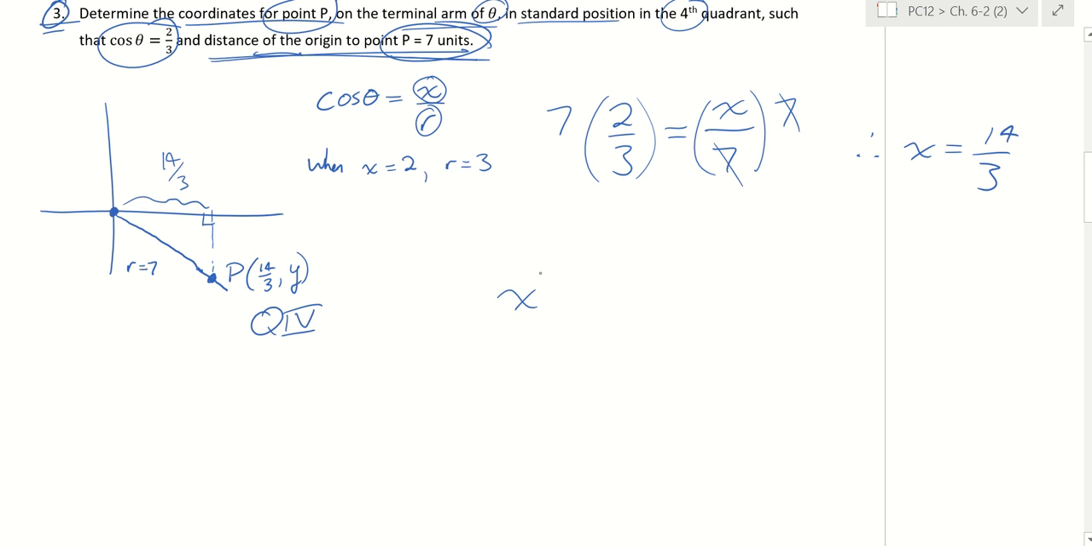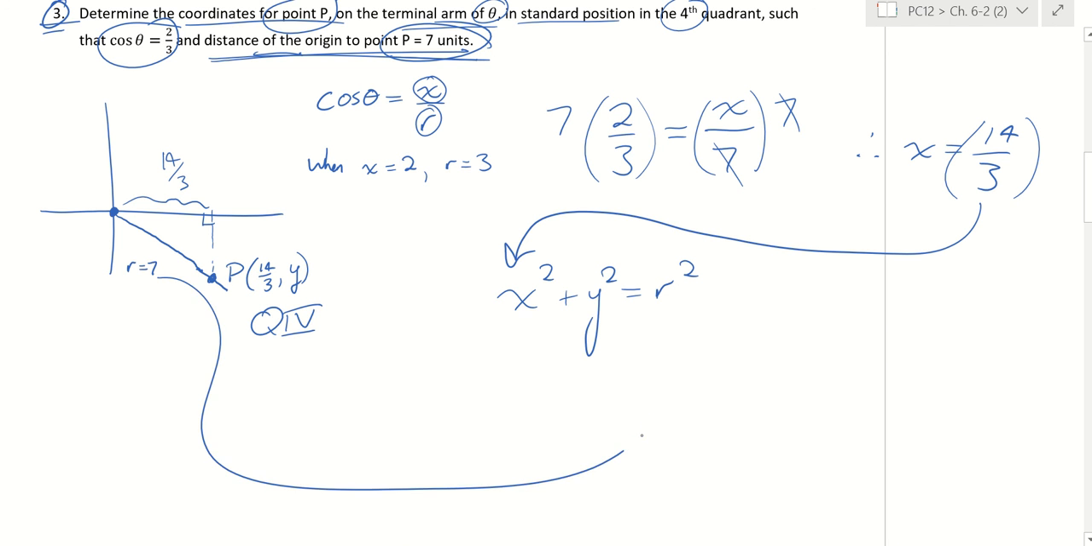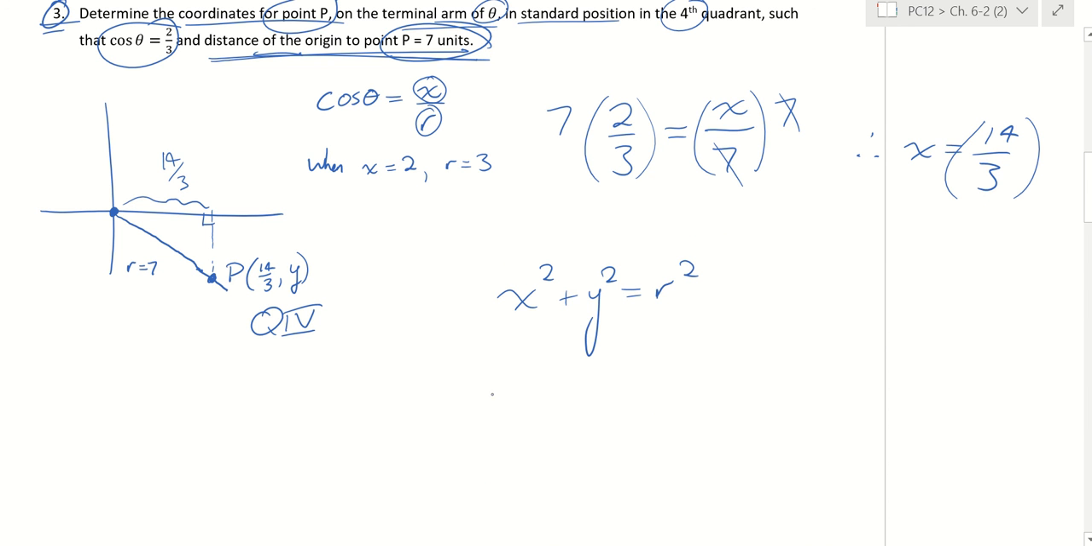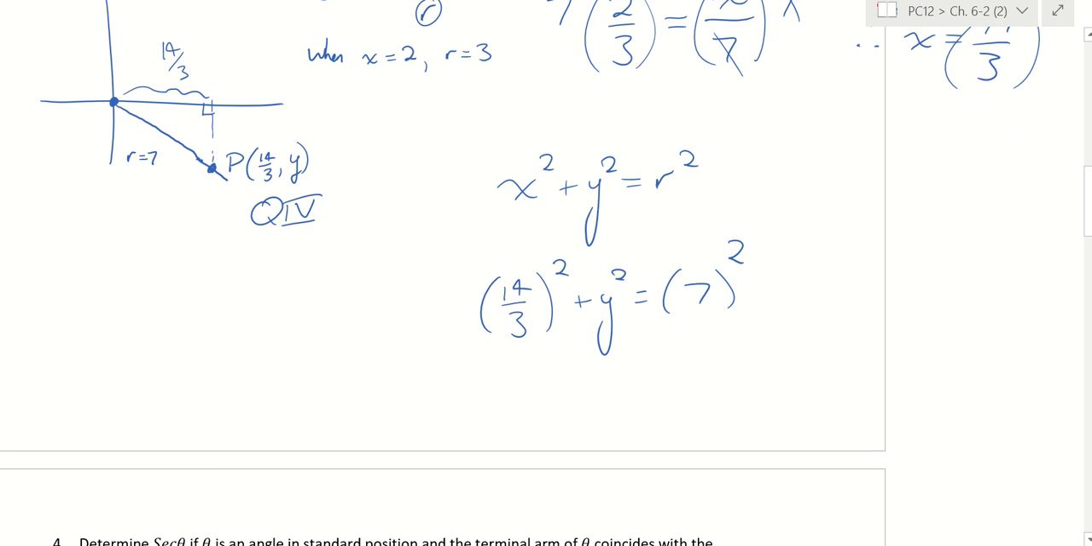So what we can do is leverage the Pythagorean theorem, x squared plus y squared equals r squared. X is just 14 over 3. R is just 7. So let's plug those values in. So x is 14 over 3. R is 7. And let's calculate this. 14 times 14, I think, is 196.